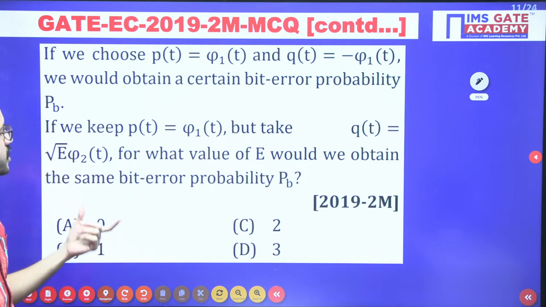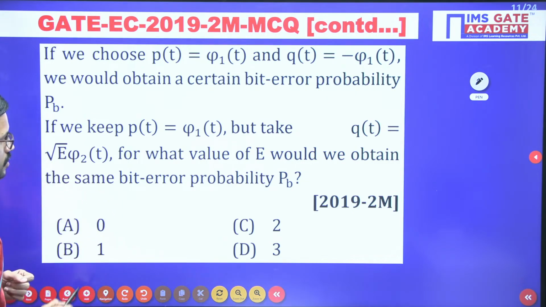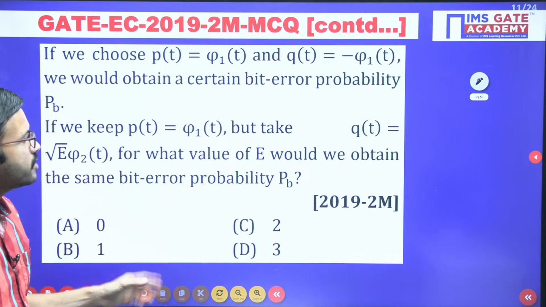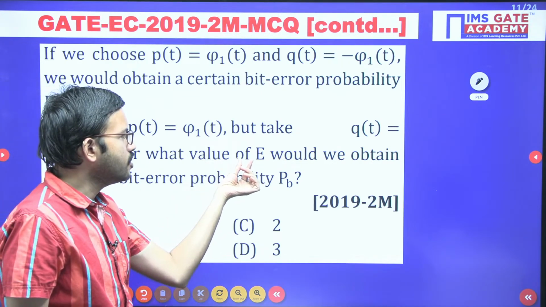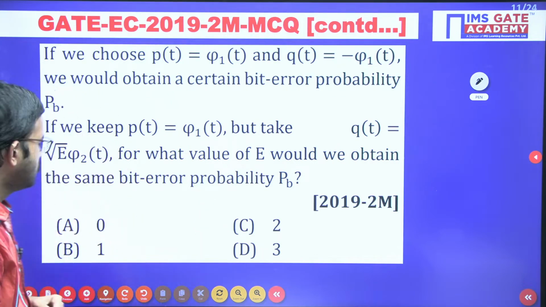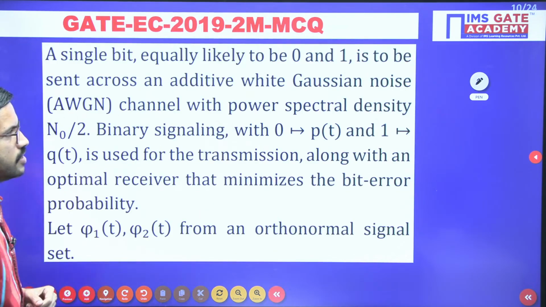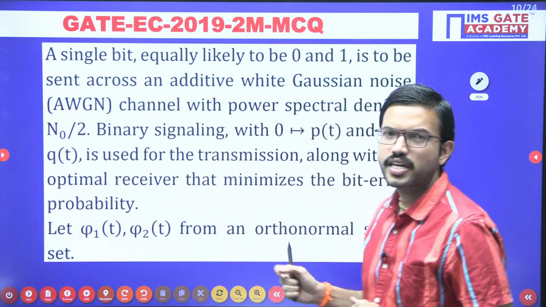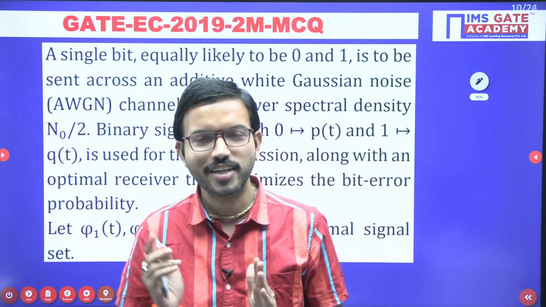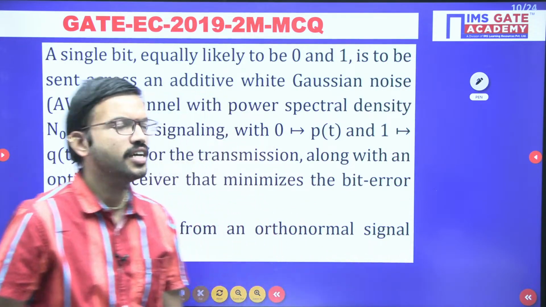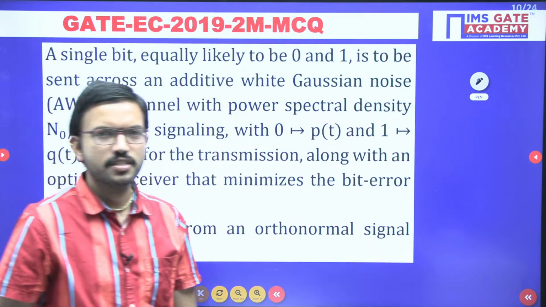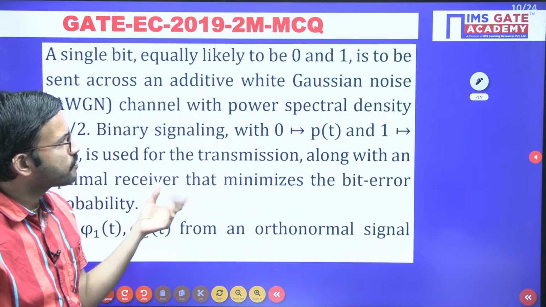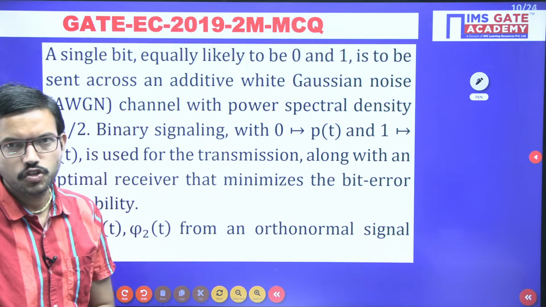So in this question, it is a question regarding probability of error. In order to have same probability of error, what is the value of E? This question seems to be lengthy, but try to understand this question. Once you are able to understand, this question is also actually a logical question. With the help of the space diagram regarding the symbols, we can easily solve.